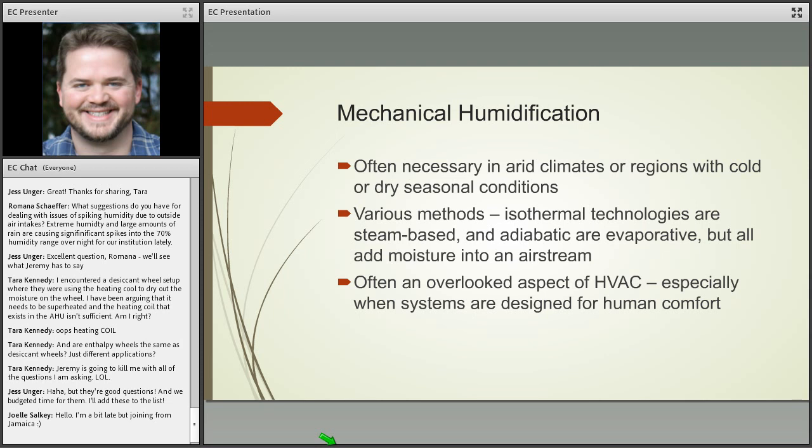There are a couple different ways that we can humidify. We've got isothermal technologies that are steam-based, and we've got adiabatic systems that are going to be evaporative. The idea behind all of them is that they're a means of adding moisture into the airstream. And the trick is that we have to control how much moisture we're adding into the airstream so that we don't go beyond the relative humidity condition that we're looking for.